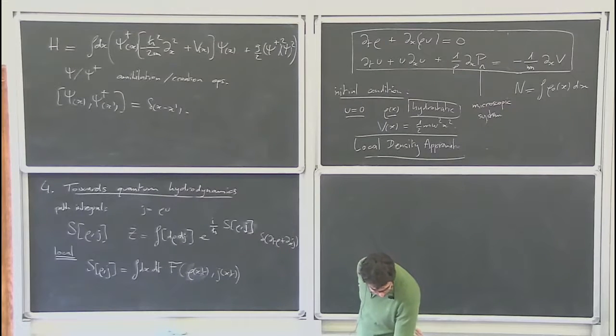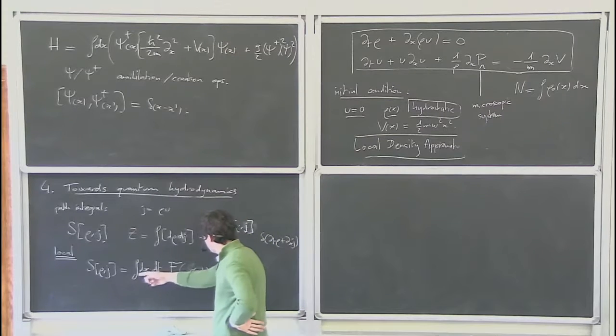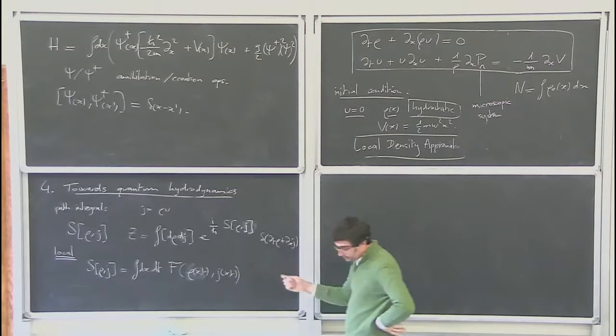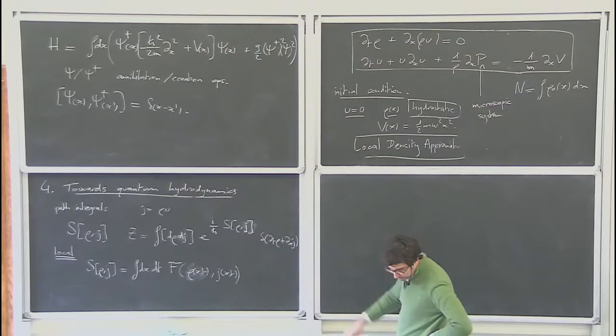It wouldn't be very difficult to do it now, but this is actually not really the main point. So let me just assume that we have an action that does this, and see what the consequence of that is, without writing the specific form of f.